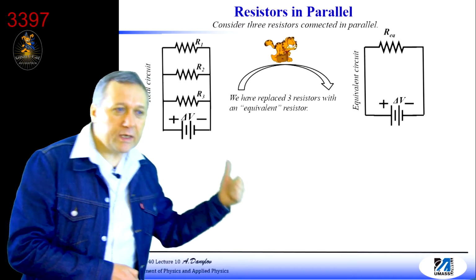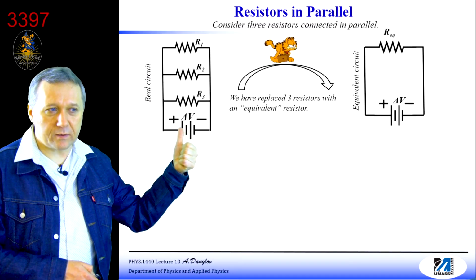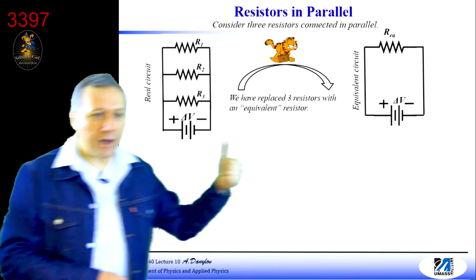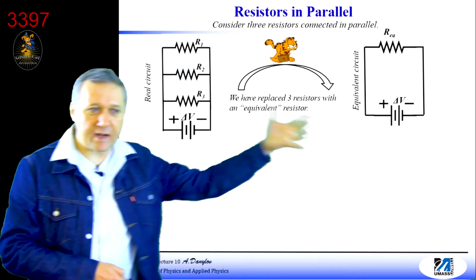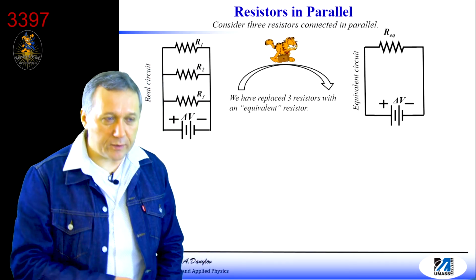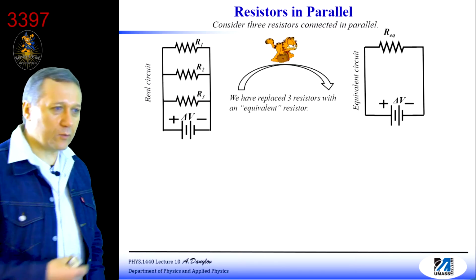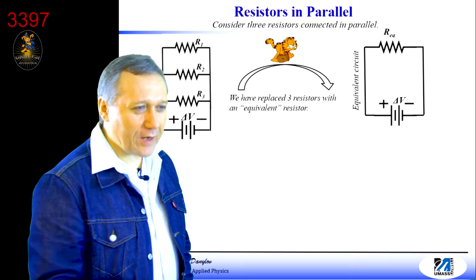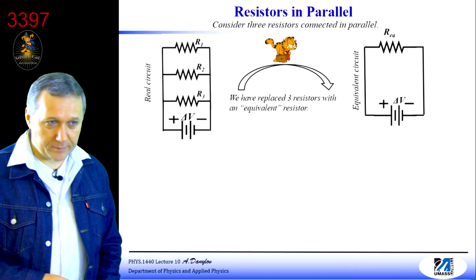All right. So if the battery in this circuit provides potential difference delta V, exactly the same delta V must be there. If current I, let's say 5 amps, is taken from the battery in the real circuit, exactly the same current must be taken from the battery in the equivalent circuit. Exactly the same, like when we were analyzing capacitors connected in series and in parallel, right?